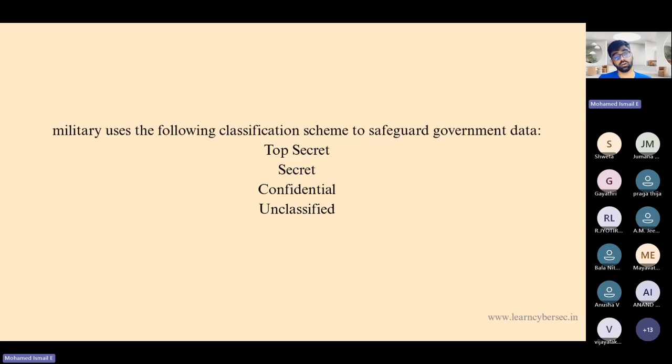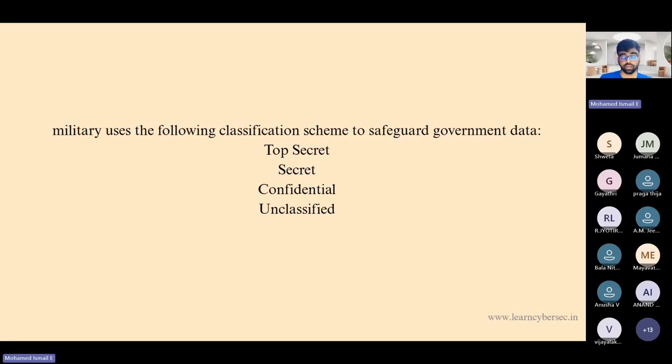So that's how they construct the policy in the organization. We need not go deep dive into this. You just need to know what the data classifications are. This is called the military standard, which is used mostly in government-related agencies or military-related companies. They use this classification: top secret, secret, confidential, unclassified.